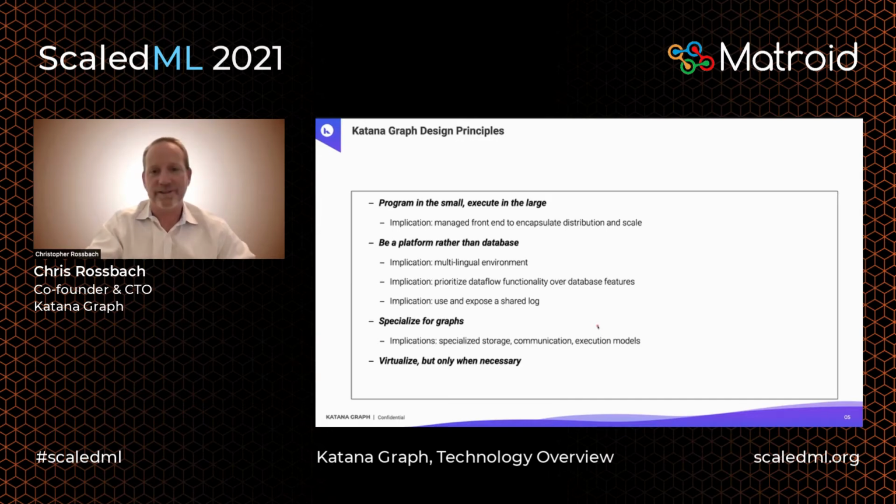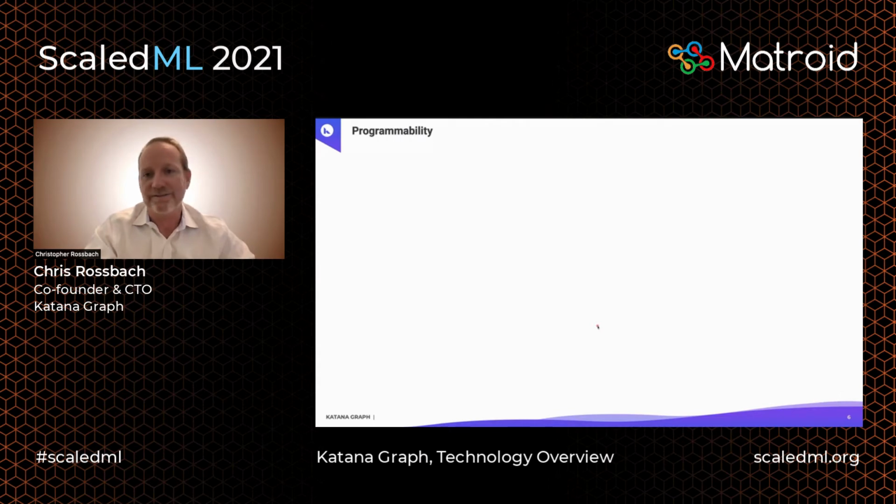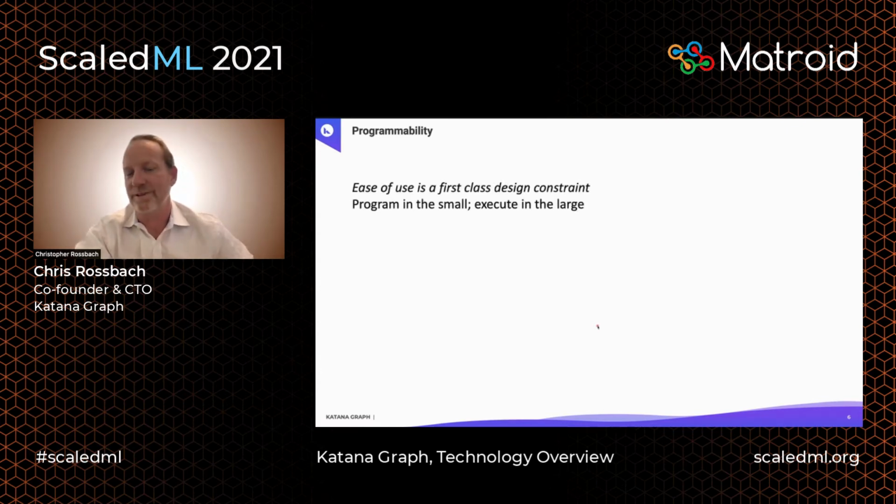So with these design principles in mind, let's dig into each of them in turn and unpack what the implications are. In terms of programmability, this "program in the small and execute in the large" charter is really boiling down to something that I think we've all learned over and over again in the past decades in the computing ecosystem, which is that ease of use is really the most important thing, right?